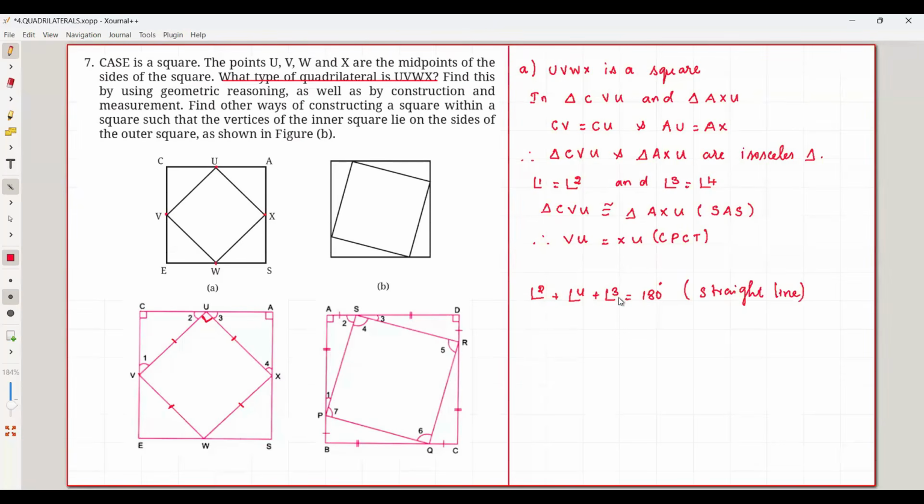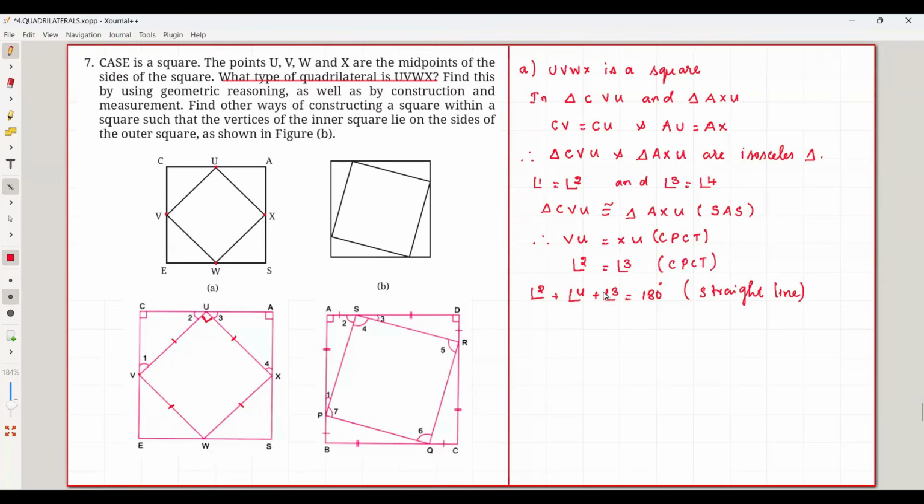We have proven angle 2 and 3 are equal. Why? Because these two triangles are congruent. As they are congruent, I can just say that angle 2 and 3 will be equal. Here itself you can just write angle 2 will be equal to angle 3. This is also based on CPCT, corresponding parts of congruent triangles.